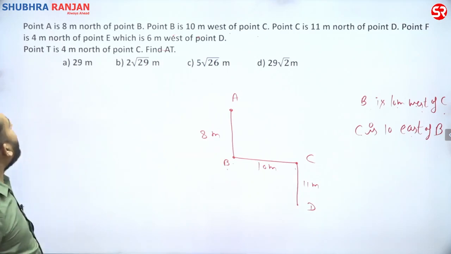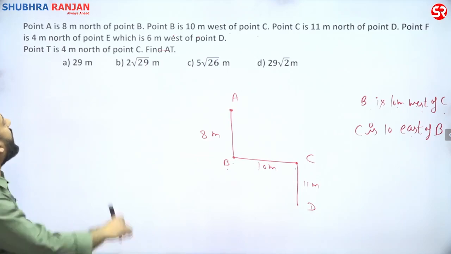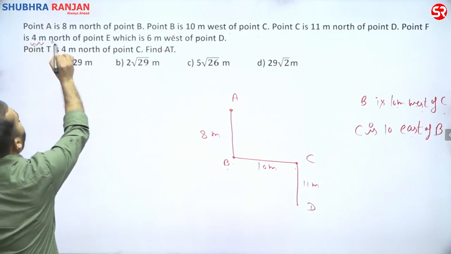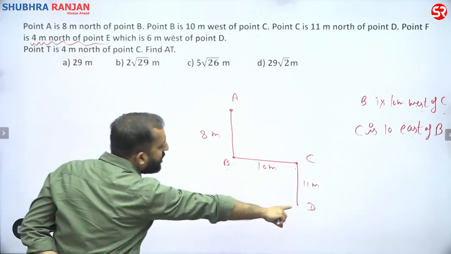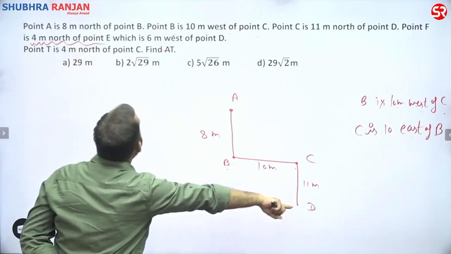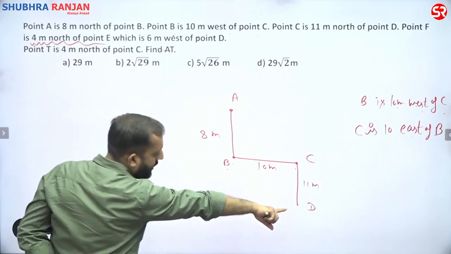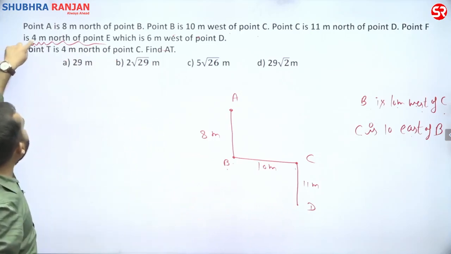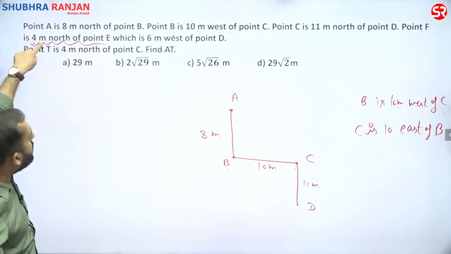Okay. Now point F is 4 meter north of point E. Now I don't know the position. I haven't drawn the position of F yet. I haven't drawn the position of E yet. So leave this part of the given question for a while.